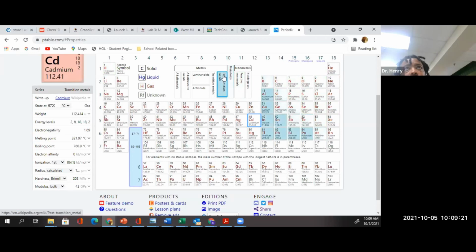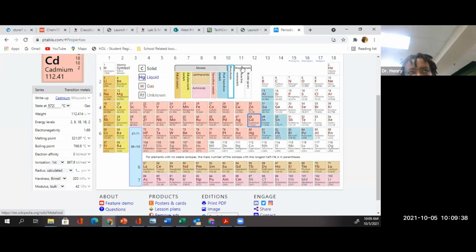Questions, concerns? So you guys can see how valuable the periodic table is. You can sit there and figure out what metals are. So these are all your metals right here. These are all of our metalloids. These are all of our non-metals.